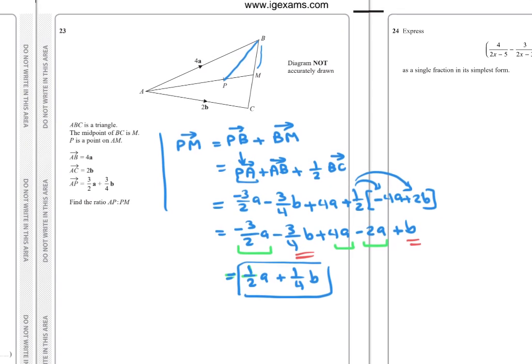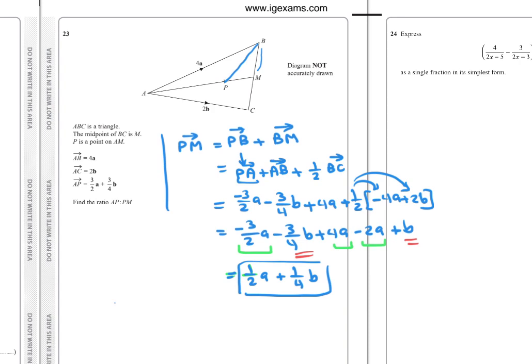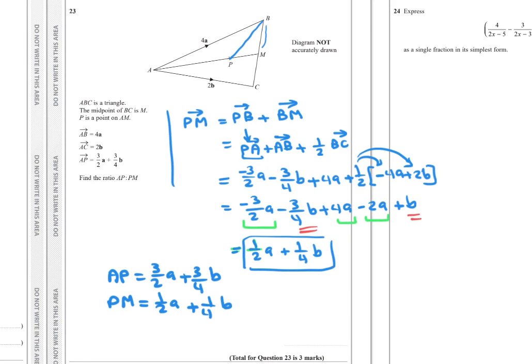So this is BM. So now we have AB, 3 over 2A plus 3 over 4B. And we have BM is 1 over 2A plus 1 over 4B. Now, if you need to find the ratio between AB to BM, just divide 3 over 2 by 1 over 2, you get 3. So the ratio between AB to BM equals 3 to 1.